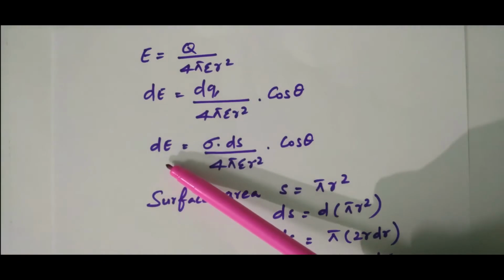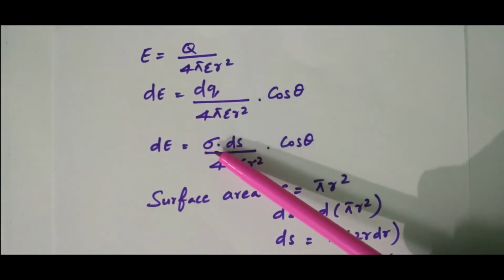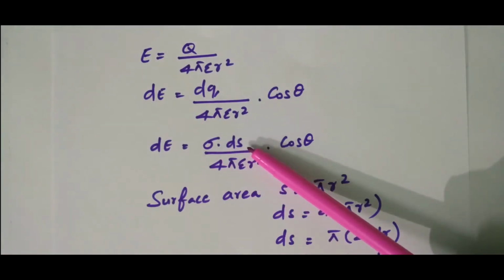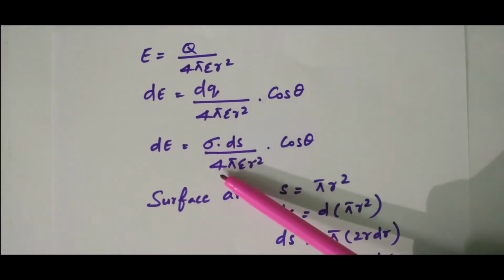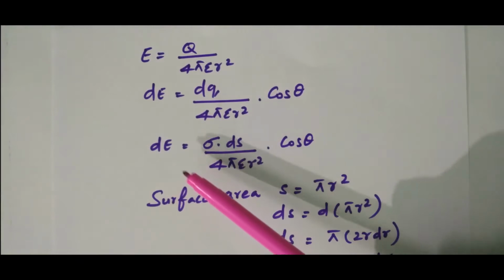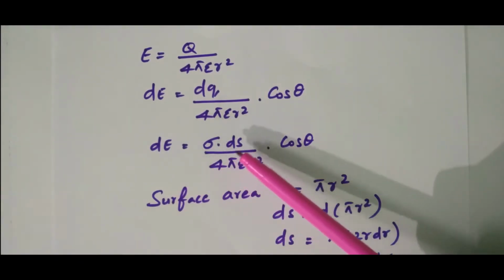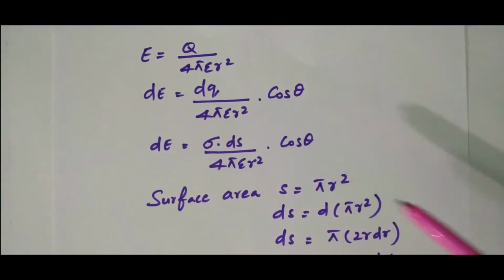So dE equals, with dq replaced by surface charge density sigma into ds, which is already available in the diagram, sigma ds divided by 4 pi epsilon r square into cos theta. So finally we have dE equal to sigma ds divided by 4 pi epsilon r square into cos theta.